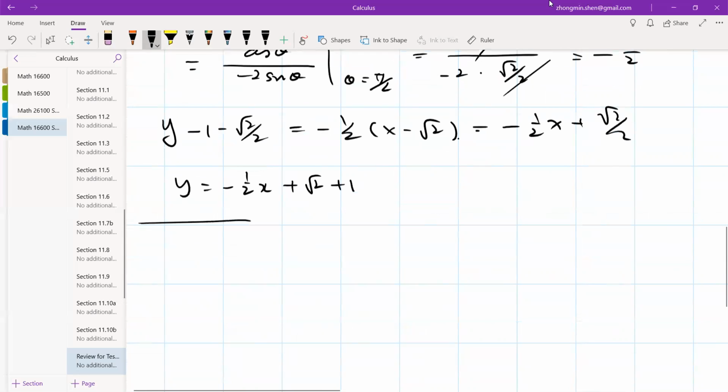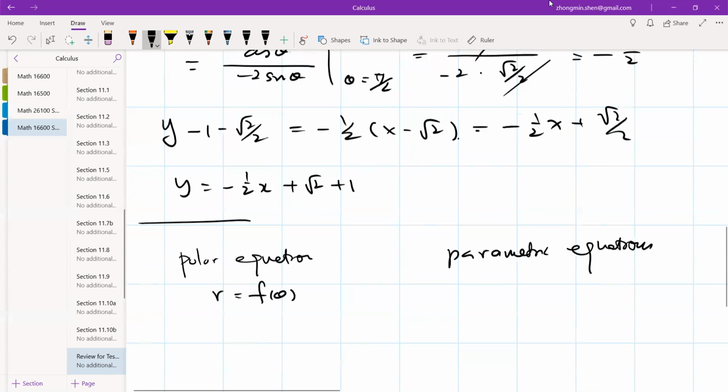Now the so-called polar curves, those are the curves described by a polar equation in the polar coordinate system. And so polar equation and parametric equation, what's the difference between them? Polar equation just has one single equation. For the same curve, you can have a polar equation or parametric equations.